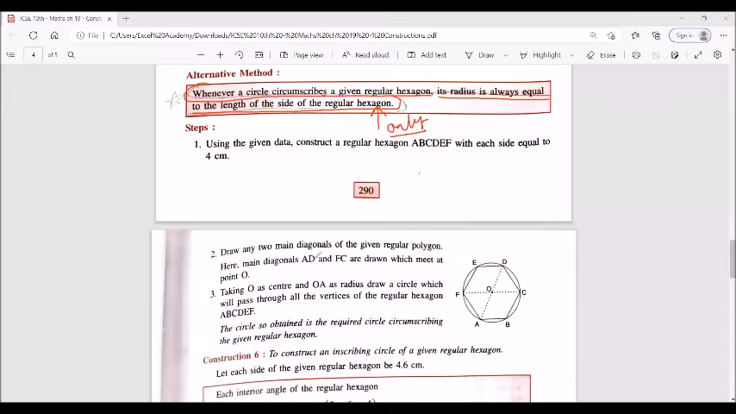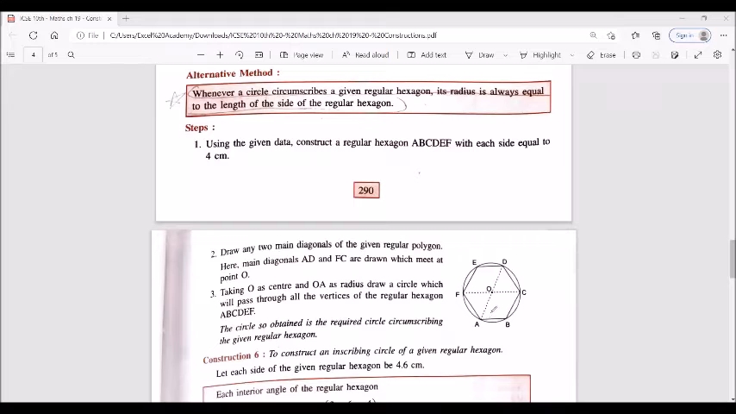Draw any two main diagonals. What do you mean by main diagonals? See, AC can also be a diagonal, isn't it? But AC is not a main diagonal. EC is not a main diagonal. AE is not a main diagonal. FB is not a main diagonal. What do you mean by main diagonal? The main diagonal is a diagonal which divides the hexagon into two equal parts, basically.